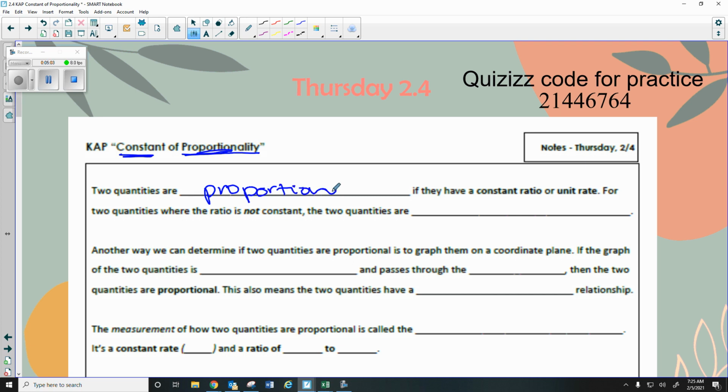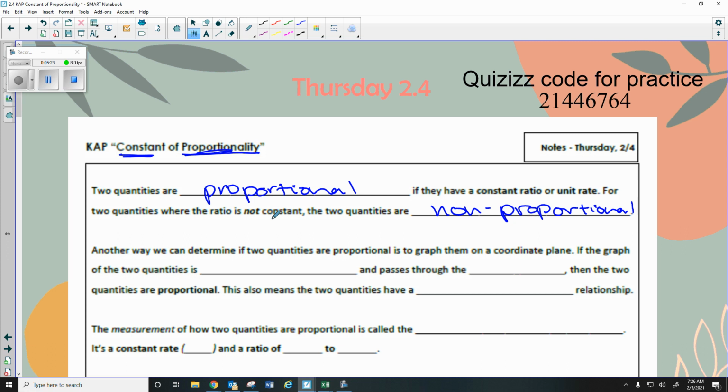Two quantities are proportional if they have a constant ratio or unit rate, like I just said. For two quantities where the ratio is not constant, we would say they are non-proportional. So that's like when we simplified two things and they didn't have the same unit rate, they are not proportional.